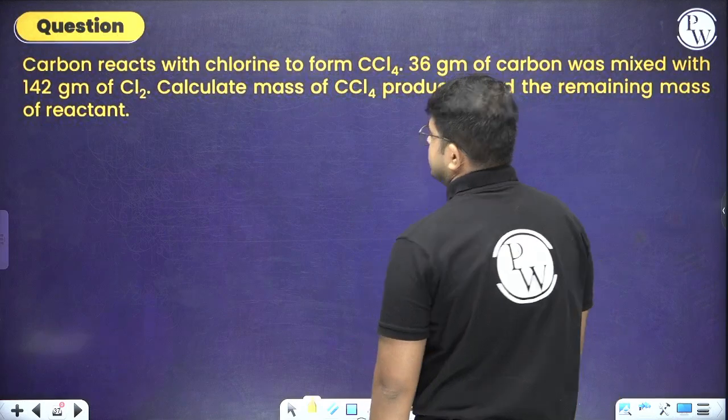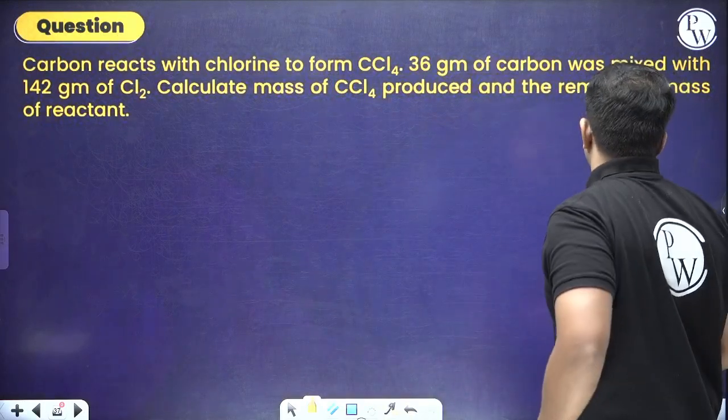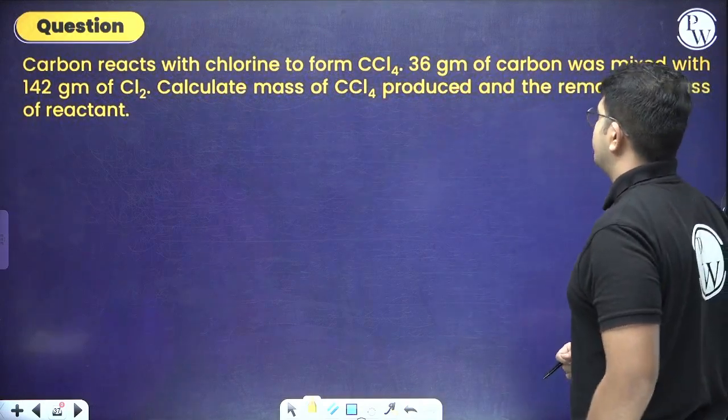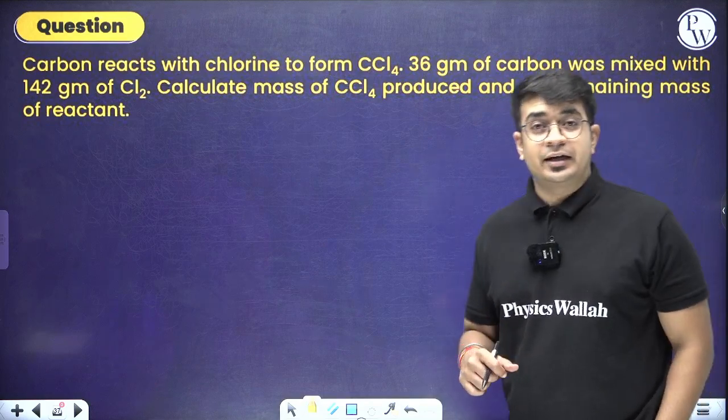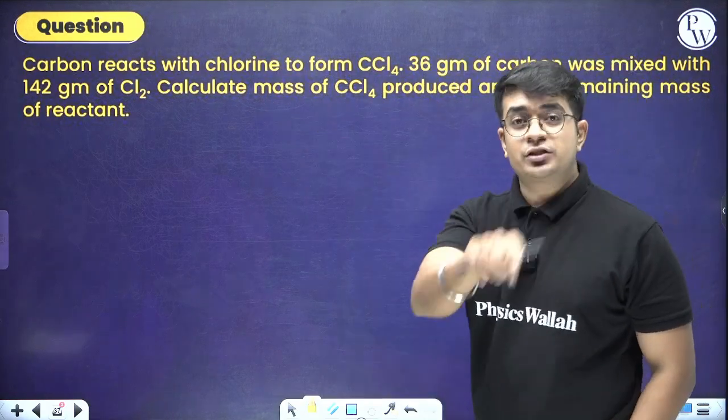Okay. Question says carbon reacts with chlorine to form CCl4. 36 gram of carbon was mixed with 142 gram of chlorine. Calculate mass of CCl4 produced and the remaining mass of reactant. Now you can see the data of both the reactants are given. It means the question is from limiting reagent.